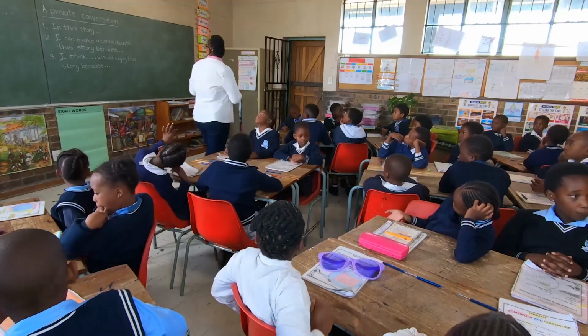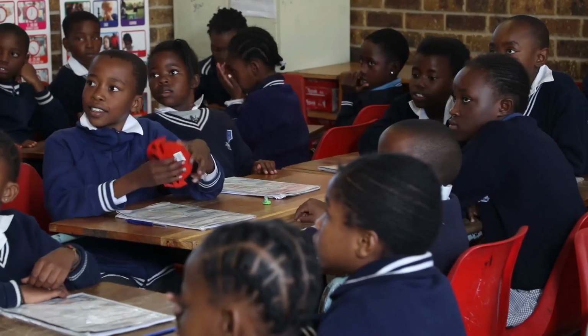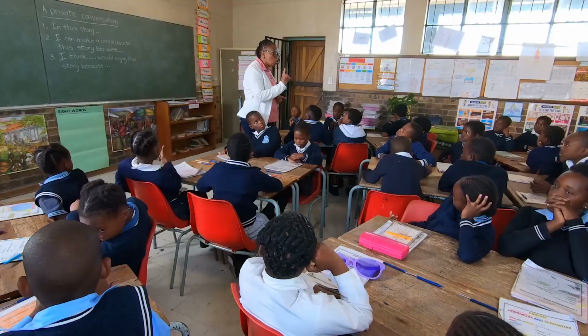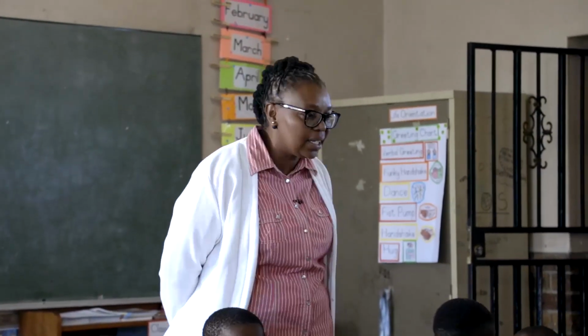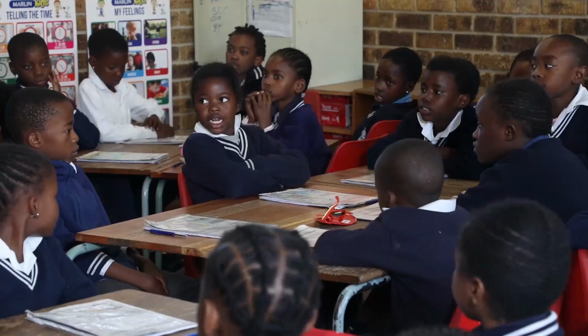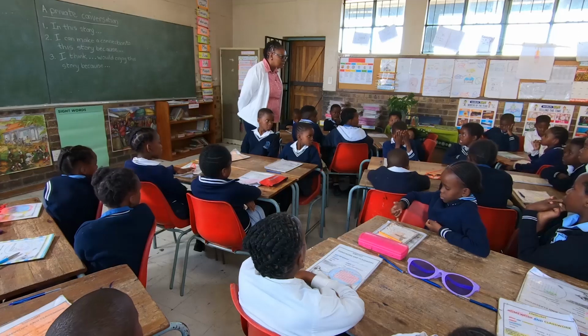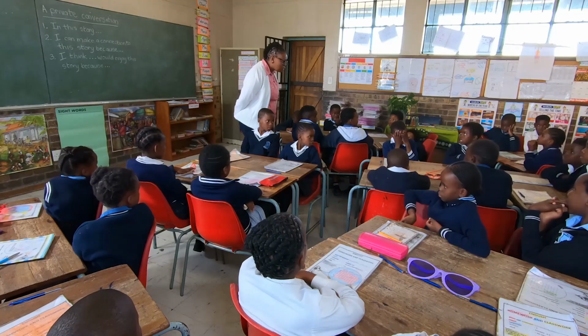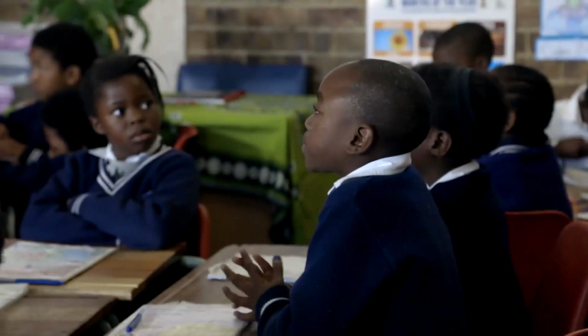Now let's look at the first one. It says, in this story, right, I want one person from this group to tell me number one. Number one, in this story. In this story, Thandi thinks she has skinny legs and she thinks she was sick. Beautiful. She thinks she has skinny legs. She thinks she was sick. Right. Now let's look at number two.